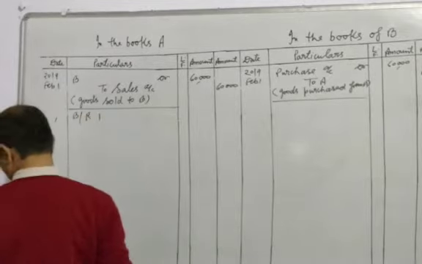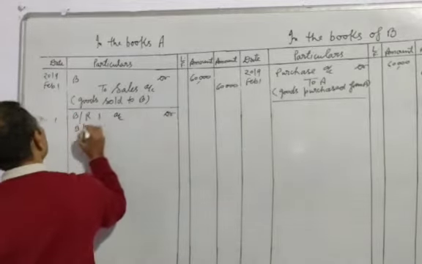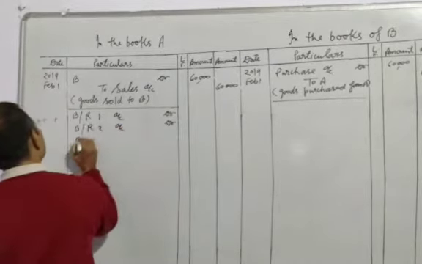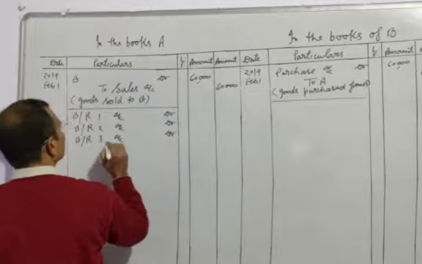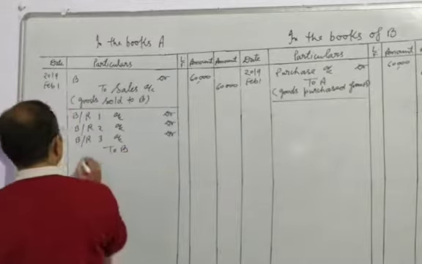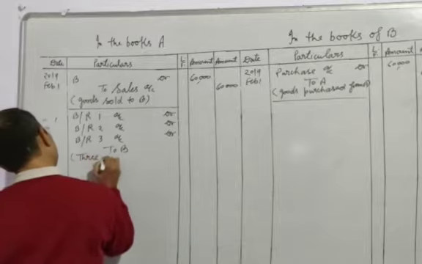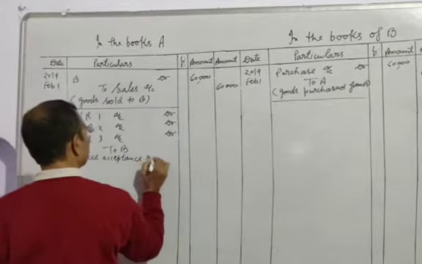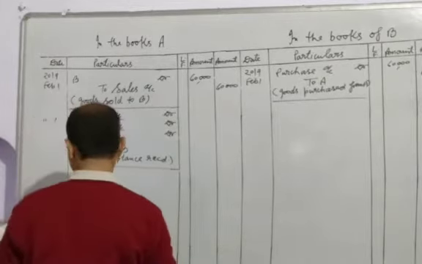BR1 account debit, BR2 account debit, and again BR3 account debit. These are the three acceptances, three bills, to B. Now we will write here three acceptances received, and the amounts are different. So we will write them one by one.